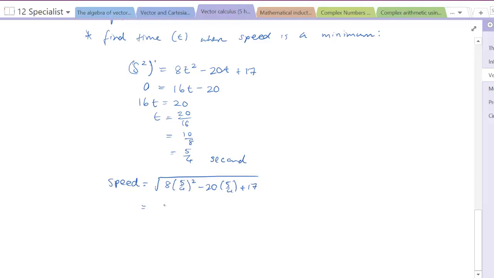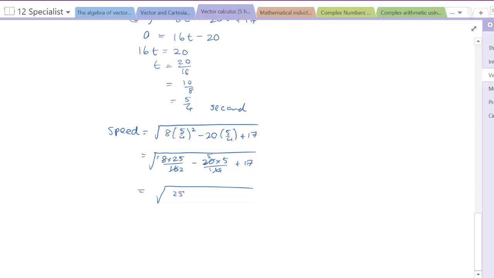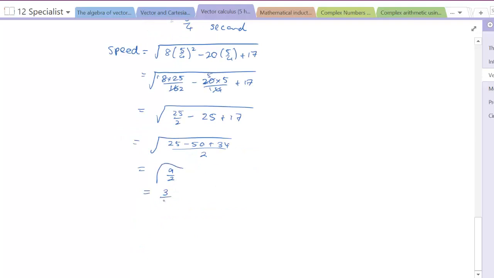So we have the square root of 8 times 25 on 16, subtract 20 times 5 over 4, and 17. The 8 and 16 will cancel down, so this becomes 2, and that's 1. So we have 25 on 2, and 4 will cancel down to 5 and 1. So that simplifies to 25 on 2, subtract 25 plus 17. So we have 25 subtract 50 plus 34, all on 2, which leaves us with 9 on 2. And that leaves us with 3 over root 2, or 3 root 2 on 2 meters per second as the minimum speed. And this occurs when t is equal to 5 on 4.